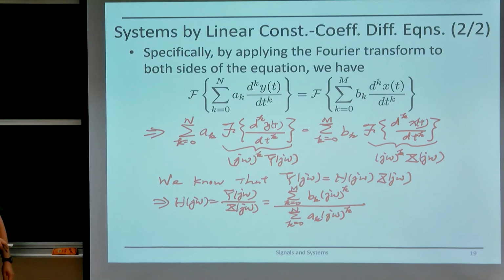So this is how you can find the frequency response of a system that is described by linear constant coefficient differential equations. Then to find the impulse response, you just take the inverse Fourier transform of this. How to find the inverse Fourier transform depends on the specific cases that you're looking at. And we can look at a couple of examples.